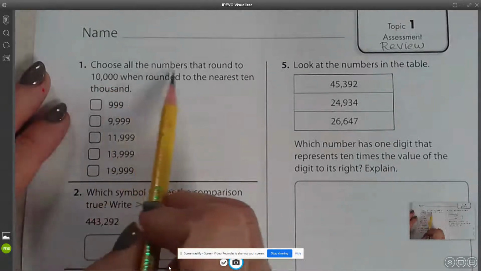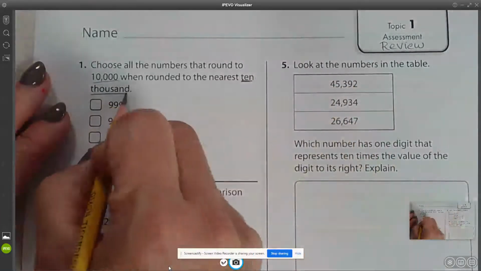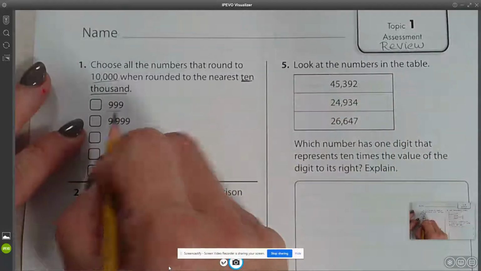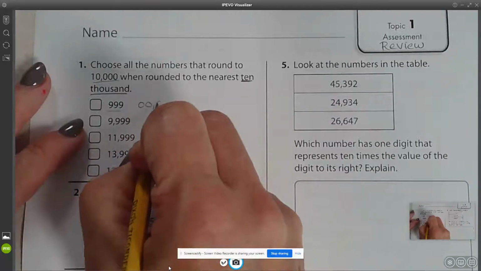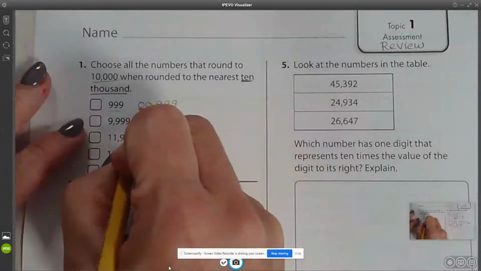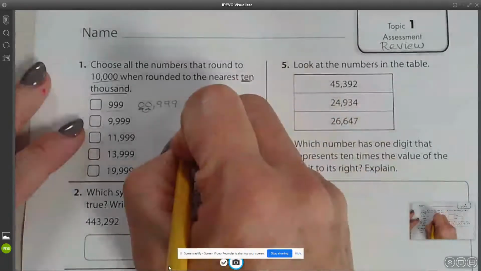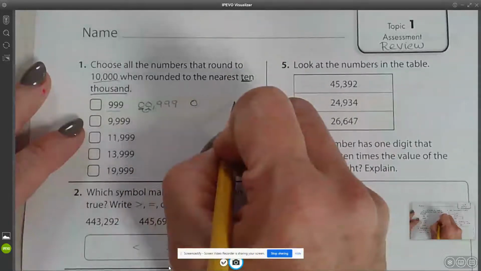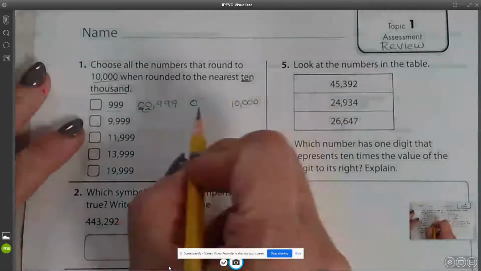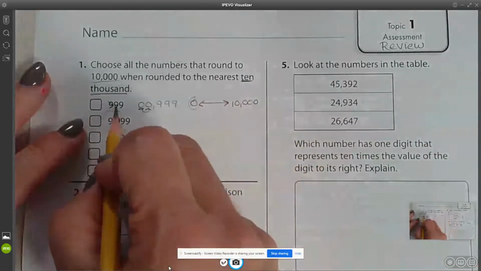All right, so it says choose all the numbers that round to 10,000 when rounding to the nearest 10,000. Okay, now some of these are kind of tricky. If I were to write this with a 10,000s place, it would look like this, right? And so that 0 is in the 10,000 spot, but it's got a 0 right beside it. So really, if I'm looking at a number line, my choices would be 0 or 10,000. And which one is closest to 999? The 0. So it wouldn't be that one.